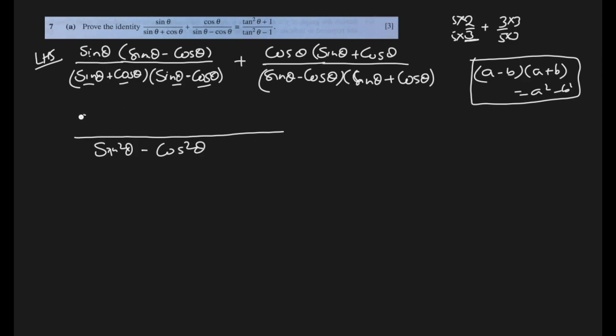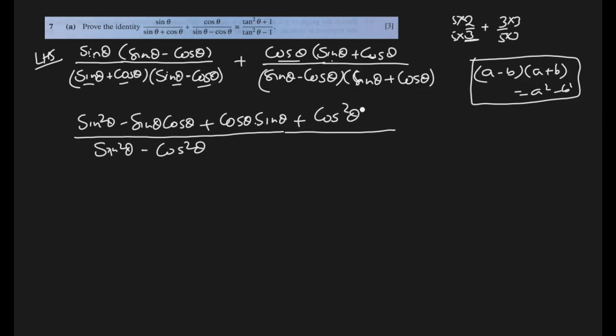Now sine theta times sine theta is sine square theta, sine theta times minus cos theta will be minus sine theta cos theta, plus cos theta times sine theta, and cos theta times cos theta. Now look, these two are exactly the same. We can cancel them out. Sine square theta plus cos square theta is 1. So 1 over sine square theta minus cos square theta.